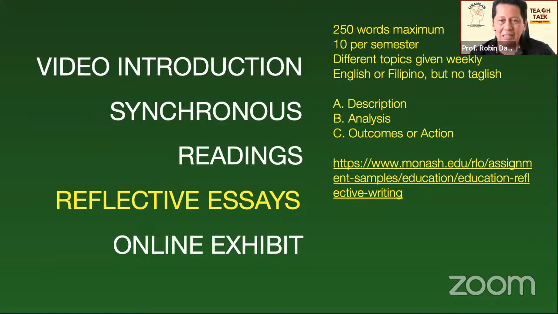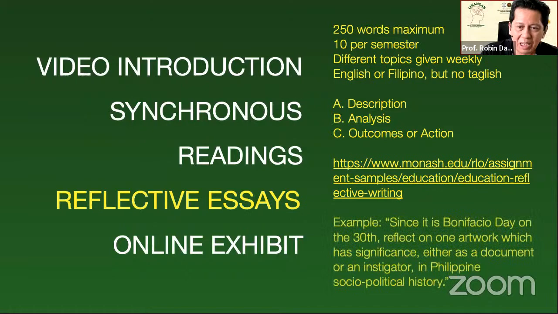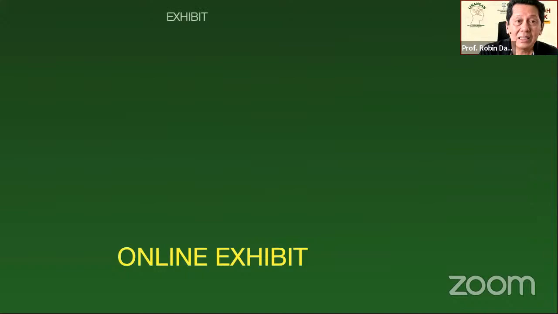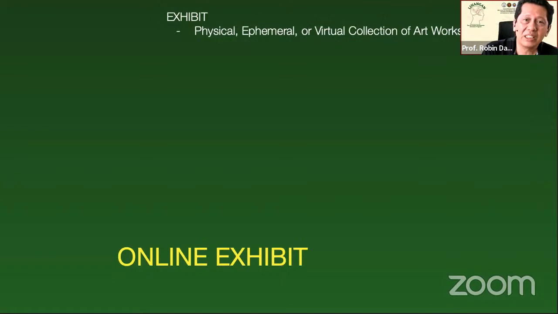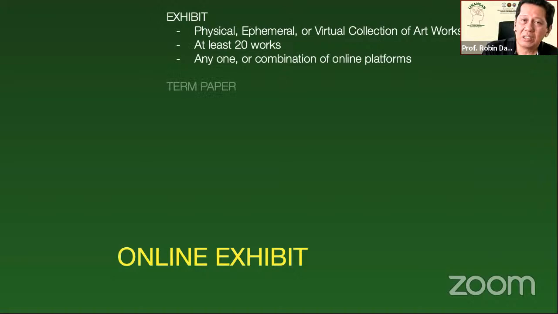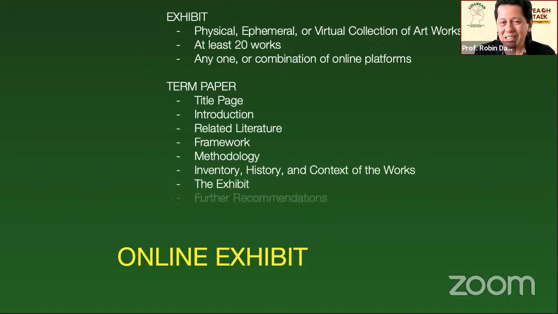Okay, thank you, sir. So reflective essays, they have a model. Now, then they have an online exhibit, and I'll try to do this fast. They have an exhibit that has to be a combination of physical, ephemeral, and virtual artworks, 20 works, and a combination of any one or combination of online platforms. But the exhibit has to have a term paper, and it has to contain all the classic parts of a term paper.